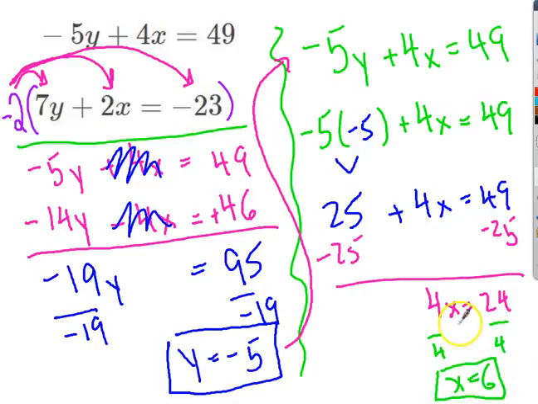So my final answer was x equals 6 and y equals negative 5, and I solved that using the elimination method.